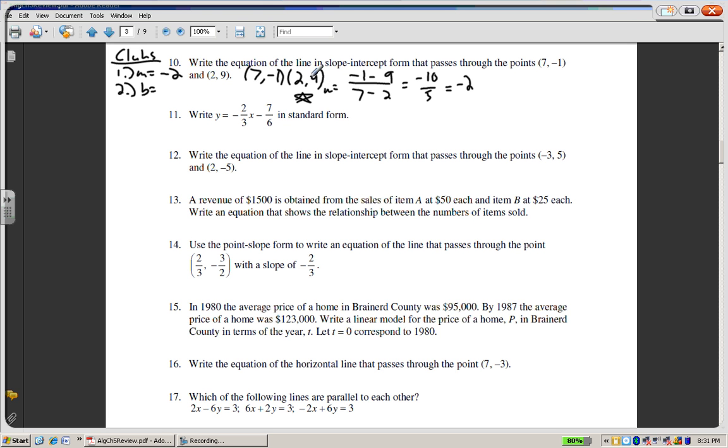I'm going to pick (2, 9). I just think that point is going to be nice to work with. You could easily choose the (7, -1) if you like. But we're going to say y, which is 9, equals m, which is -2, times x, which is 2, plus b. So again, we're using y equals mx plus b. That's the slope-intercept form. And we're simply plugging in this point, x, y, and the slope, -2, into this. So we're going to solve for the one part that is missing. 9 equals -4 plus b. I'm going to add 4 to both sides, and b equals 13. So this is my second clue. So my equation is going to be y equals -2x plus 13.